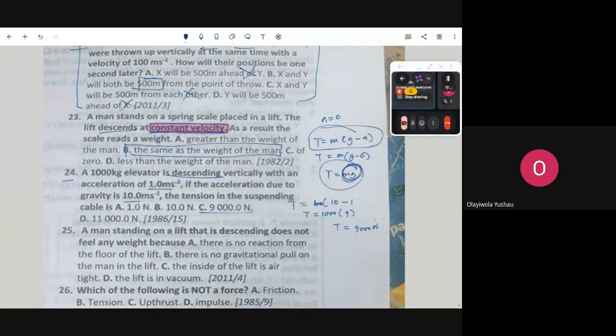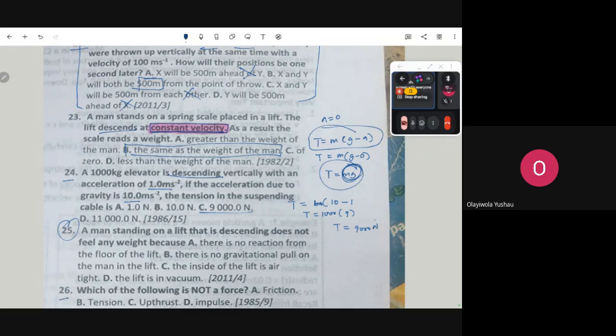Question 25. A man standing on a lift that is descending does not feel any weight because: there is no reaction from the floor to the lift; there is no gravitational pull on the man in the lift; the inside of the lift is airtight; the lift is in vacuum. Now, to answer that question, I will need to explain some things.